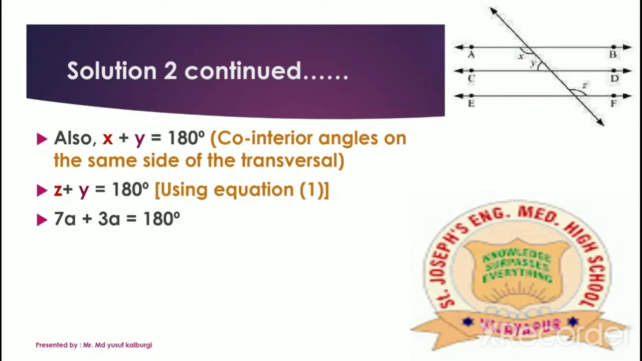Now if both are a itself, can I add them? Yes, we can add. 7a plus 3a are like terms, we can add them. 7a plus 3a is equal to 10a and it is equal to 180 degrees. So 10a equals 180 degrees means a equals 18 degrees, right? So this 10 will divide 180, then a equals 18 degrees.